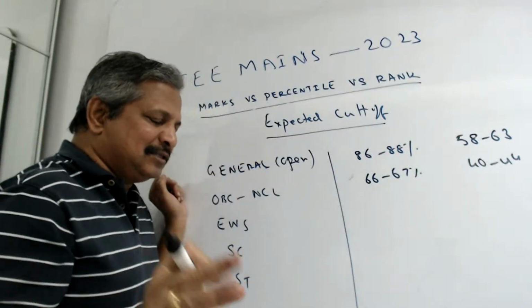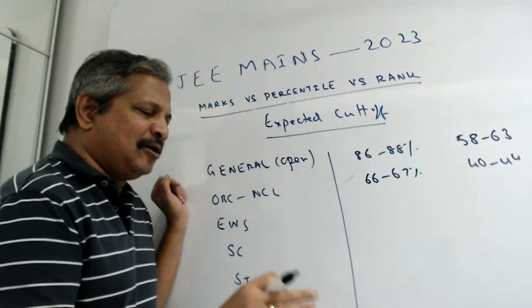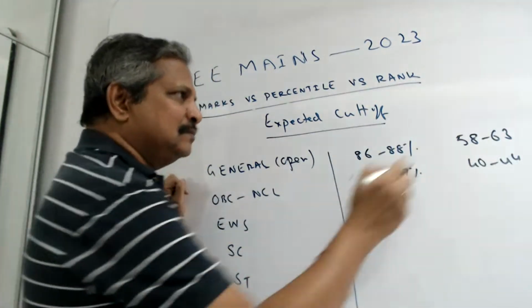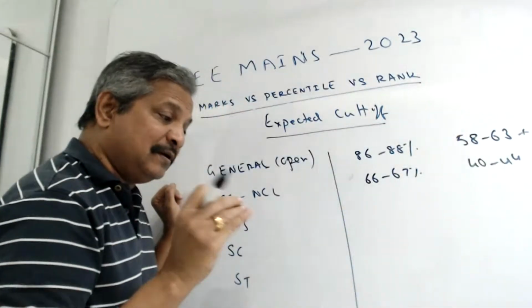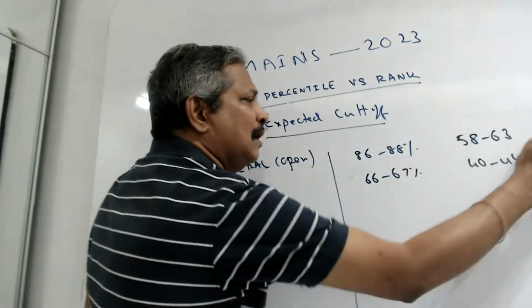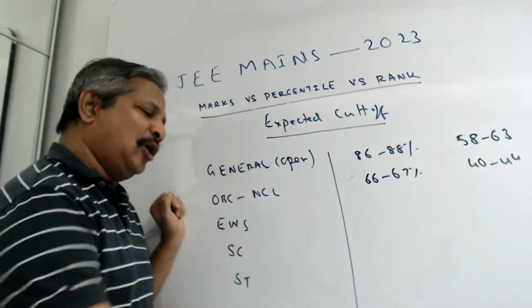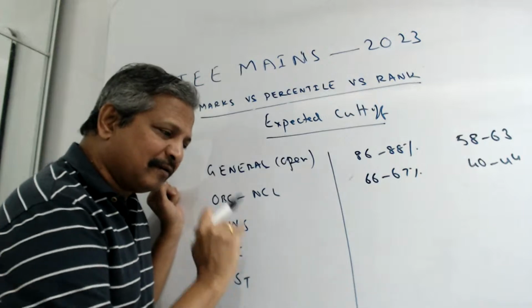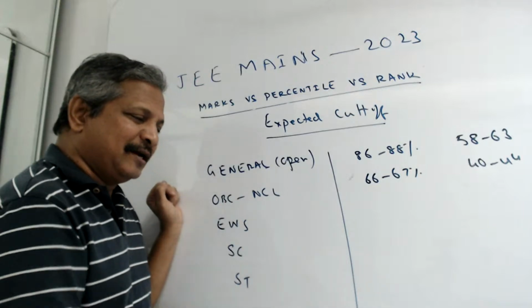Let us imagine today maths is lengthy, and tomorrow maths is also easy. Then instead of 63, it may go to 68, plus 5, if it is a very easy paper. If, let us imagine, chemistry and physics are also hard tomorrow, then instead of 58, it will go to 53, minus 5. That is the thing, depending upon the paper.